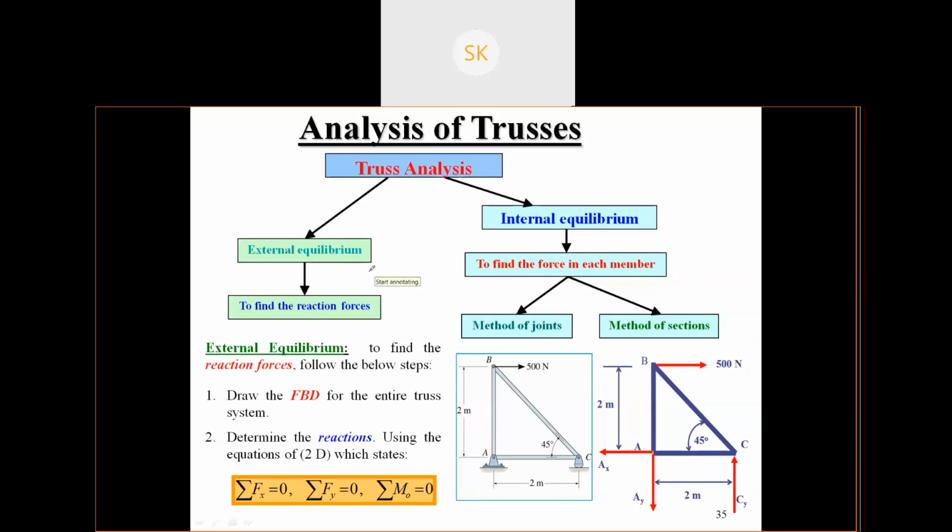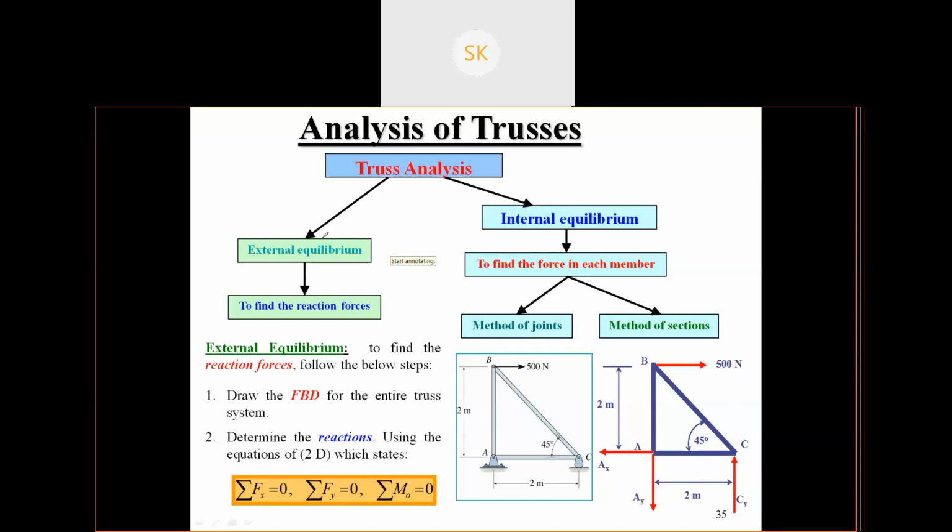Just tell me, have you gone through this in engineering mechanics? Has this part been discussed in engineering mechanics? Respond. Ma'am, which part? This analysis. Even if it is, we forgot. I don't think we discussed it. Okay, don't worry. I will discuss it.